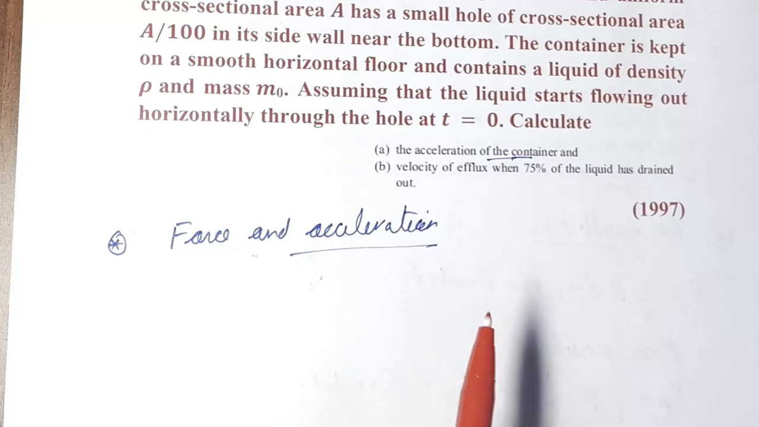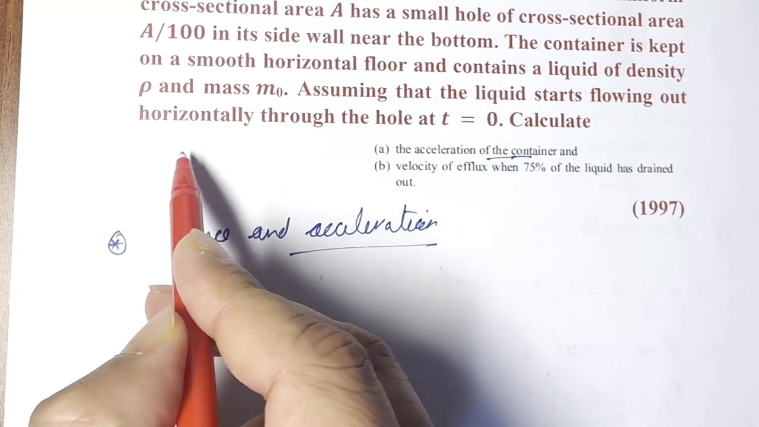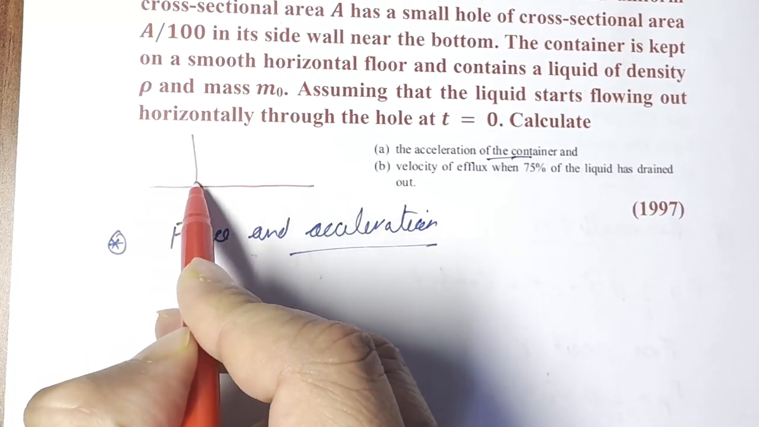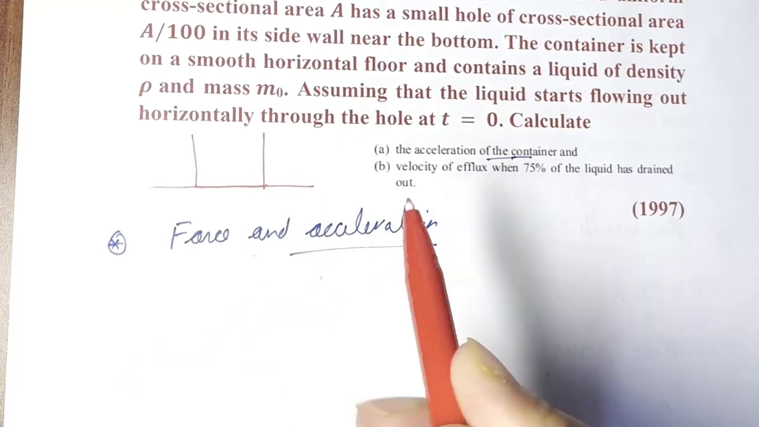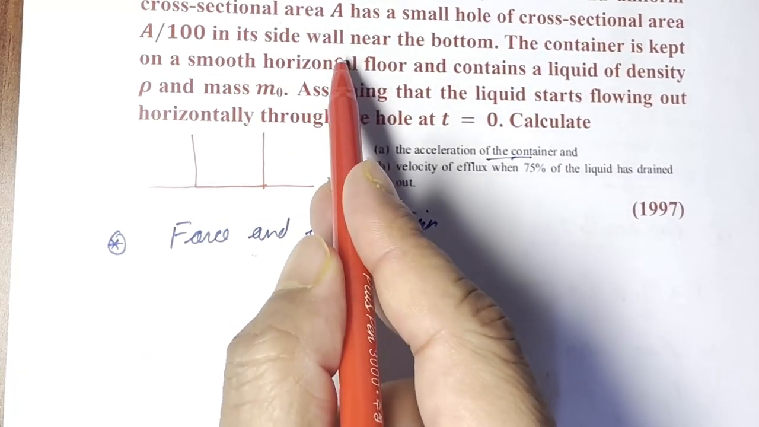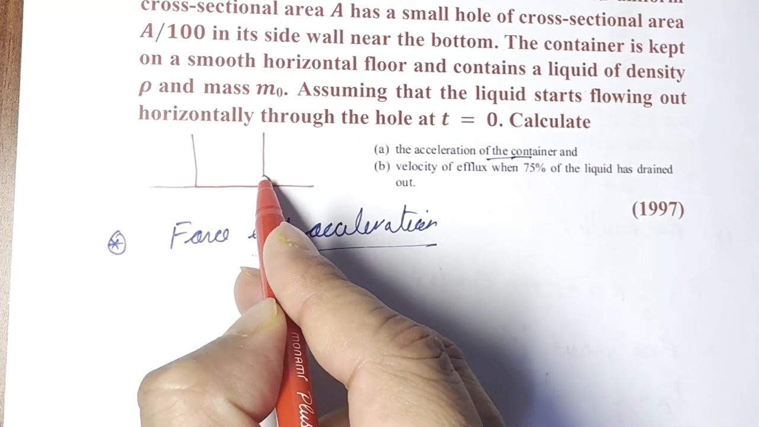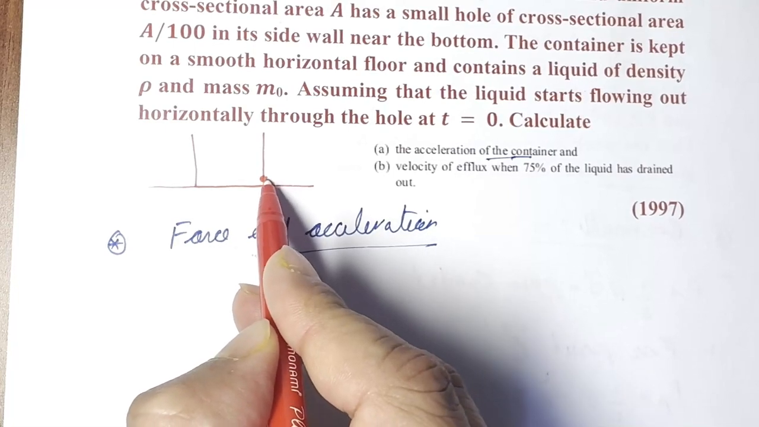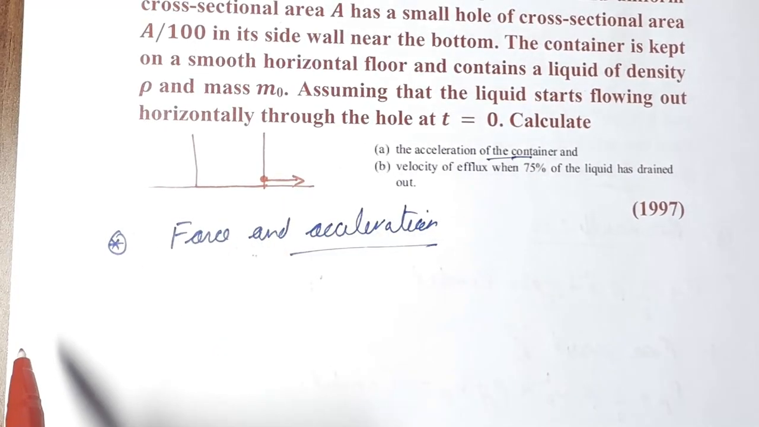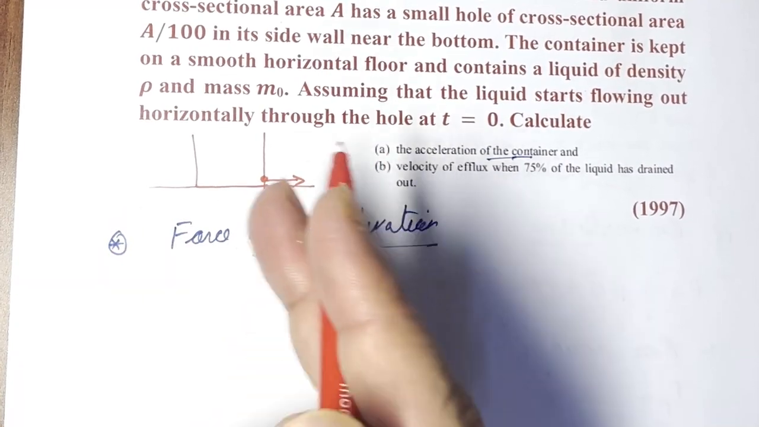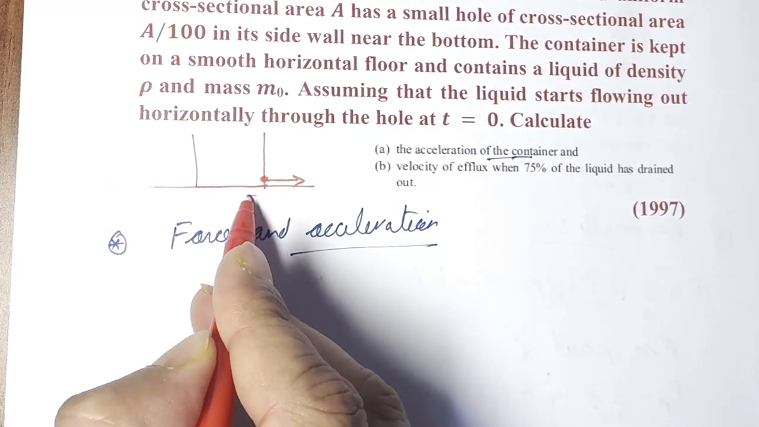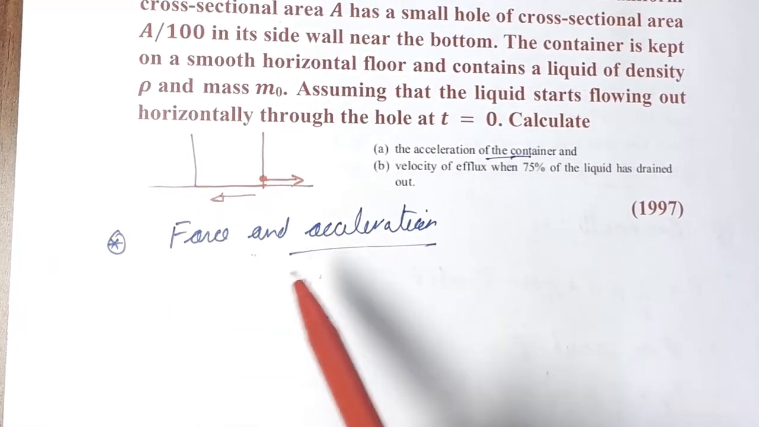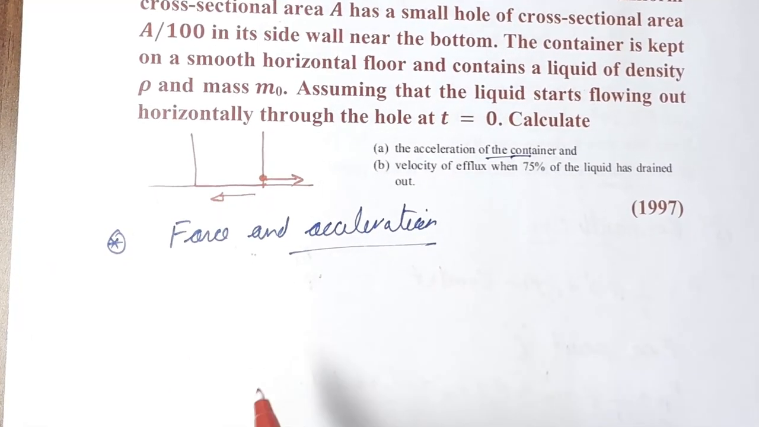It is given in the question that suppose this is a smooth floor and we have some kind of container and there is a side hole near the bottom. Let us suppose the hole is somewhere here and the liquid starts flowing horizontally in this direction. Because of this, there will be a reactive force on the container, and the container will try to move in the opposite direction. So this is basically the force and acceleration. We are going to discuss the same thing.